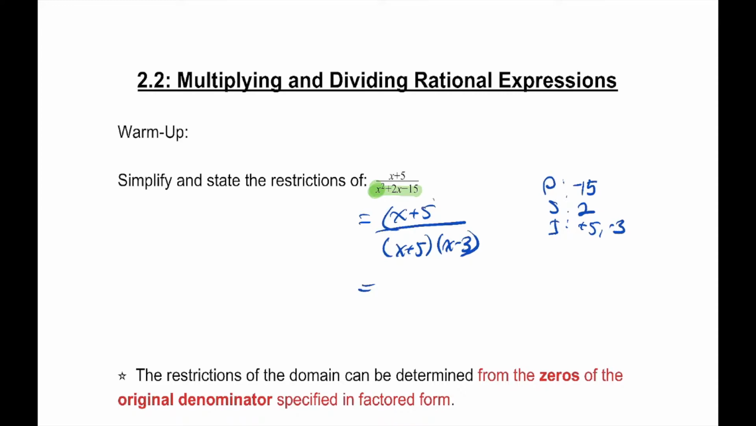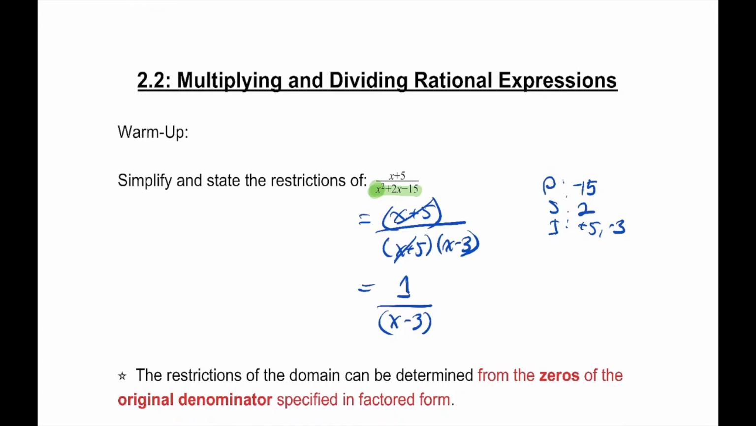Really, we could think of x plus 5 as a factor, as a group itself. And when we reduce that, remember we're left with a 1 in the numerator, and now we're left with x minus 3 in the denominator. So that's that expression simplified.